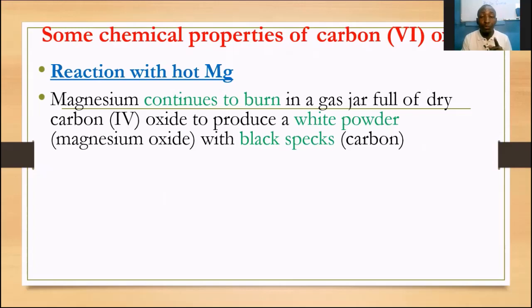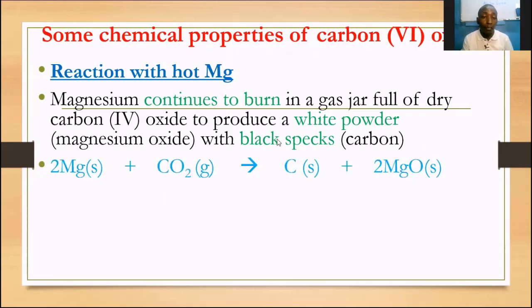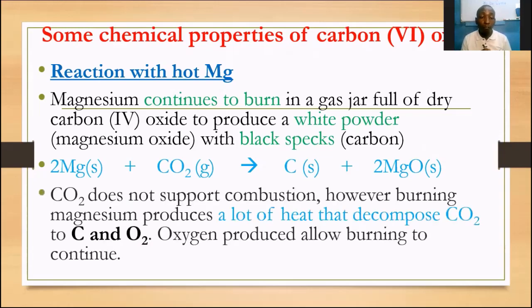My student, get that well. What will be the observation? Some black specks of carbon and white powder there, that's magnesium oxide. You can see that reaction there. Magnesium will be oxidized, carbon four oxide will be reduced to carbon. So get that. Carbon four oxide does not support combustion. However, magnesium produces a lot of heat that decomposes carbon four oxide to carbon and oxygen. The oxygen so produced allows burning to continue. So my student, get that explanation well.